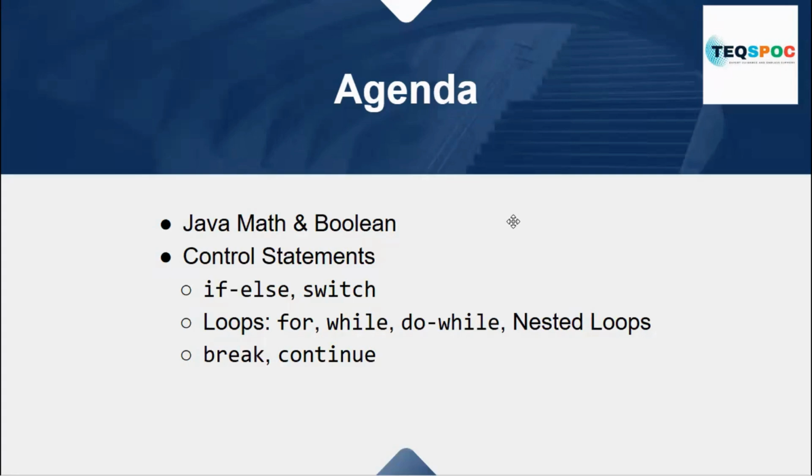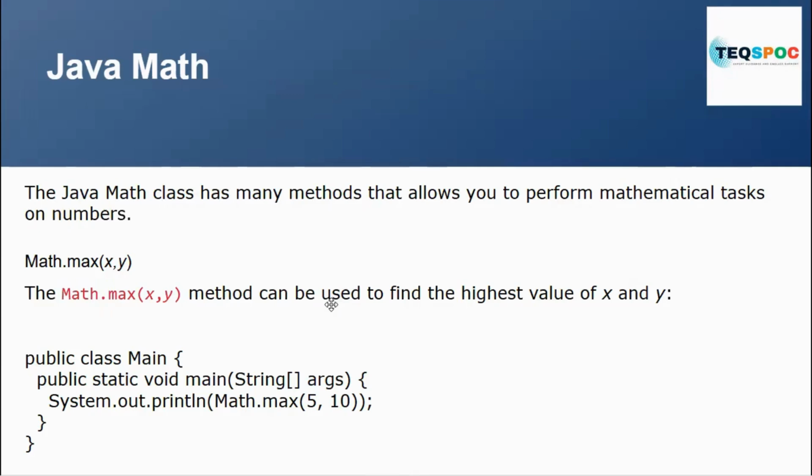So in today's session, the agenda will be: we will see what Java Math and Boolean values are. We will see control statements, that is if, else, switch, for loop, while loop, do while loop, and what is the use of break and continue inside the for loop. Okay, now moving to our topics.